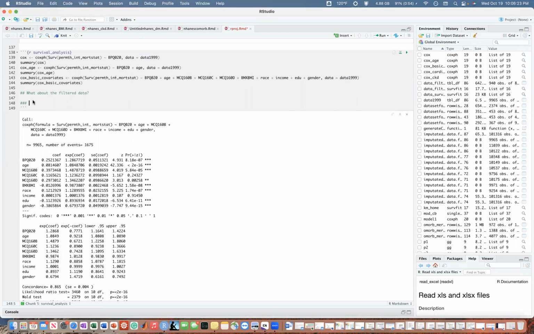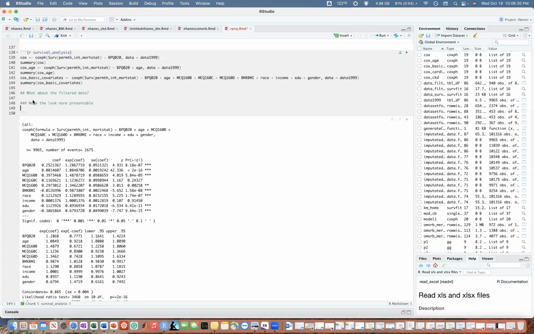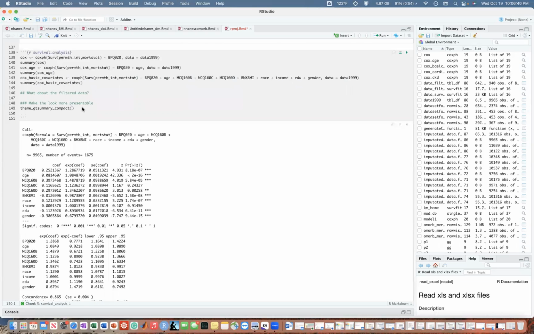So let's make the figures look more presentable. So how would we do that? Well, we're going to use something called gtsummary, and I'm going to do this because this makes my graphs look pretty. And if you don't include it, I won't be mad, but I think they look gross if you don't add that command. It just makes the font tiny.